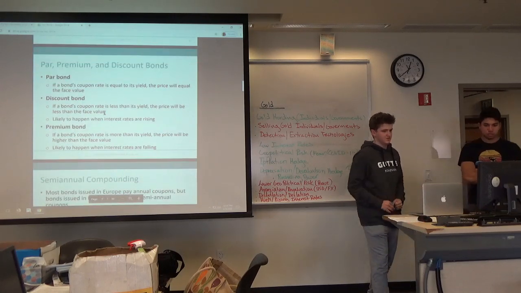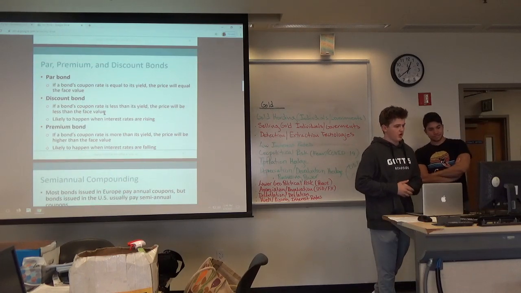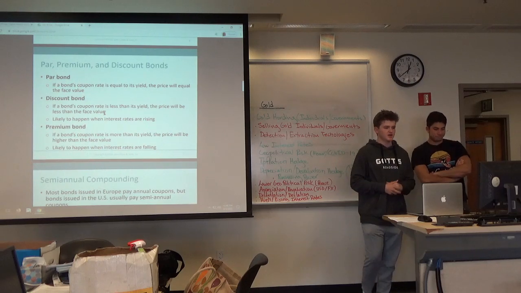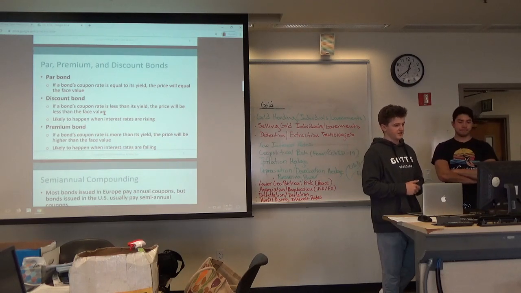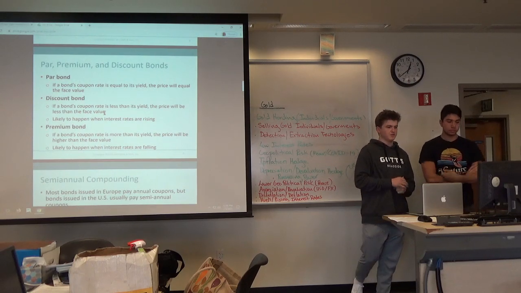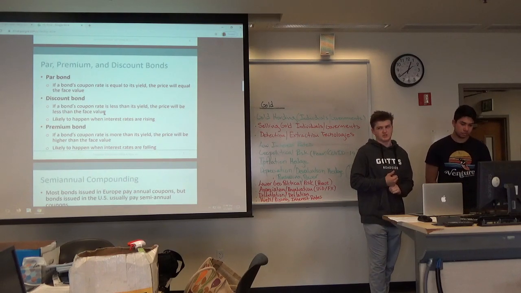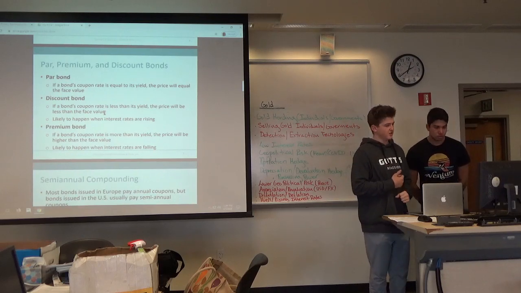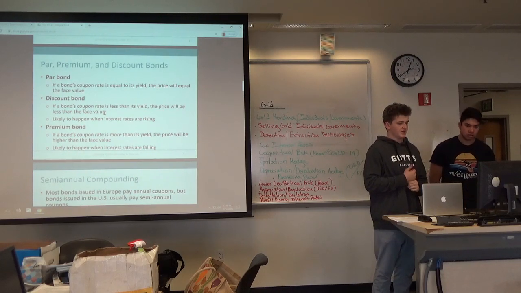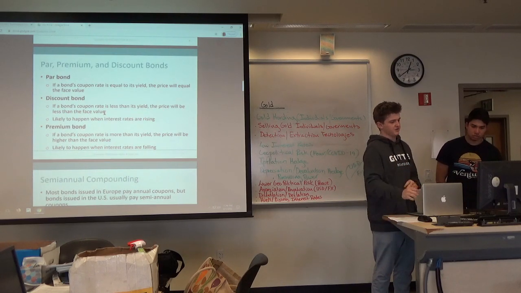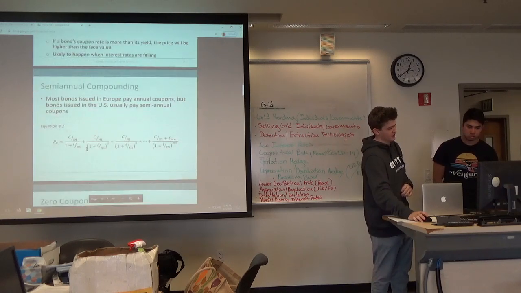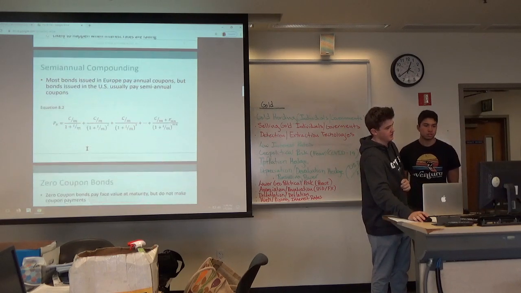The par, premium, and discount bonds. A par bond: if a bond's coupon rate is equal to its yield, the price will equal the face value. A discount bond: if a bond's coupon rate is less than its yield, the price will be less than the face value, which is also likely to happen when interest rates are rising. A premium bond: if a bond's coupon rate is more than its yield, the price will be higher than the face value. And that's more likely to happen when interest rates are falling.